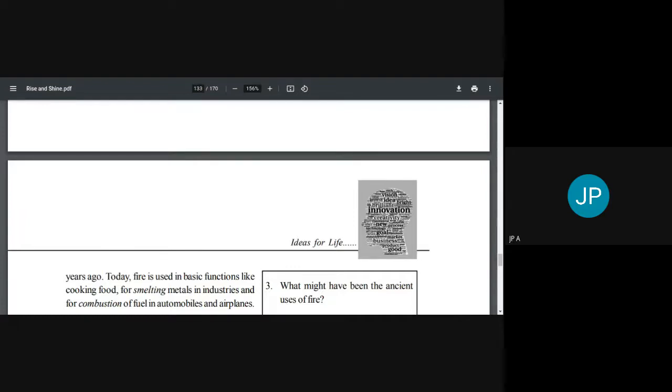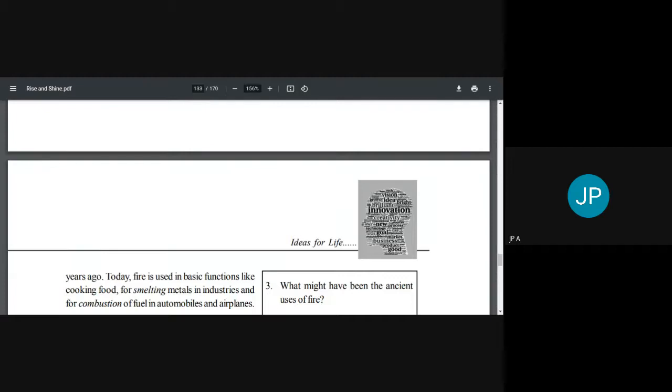But it is a very controlled fire. It is not like an open fire. It is controlled within a cylinder, a closed cylinder. That is how it is made to function. So even in the modern world, fire is something very crucial. And there are some uses that have not changed also.